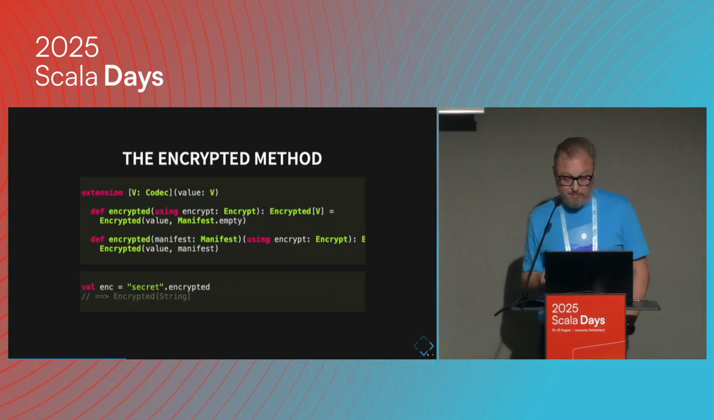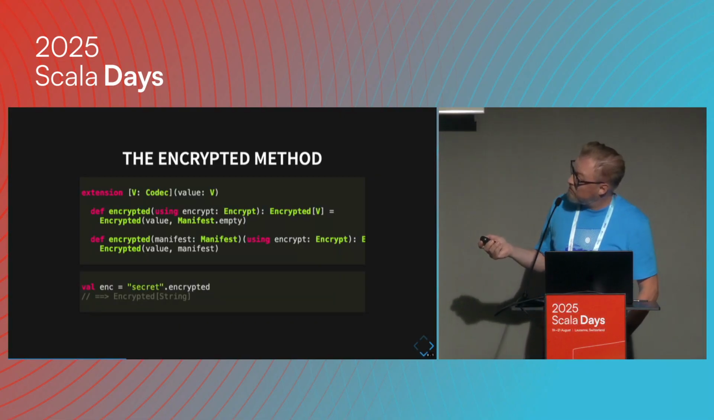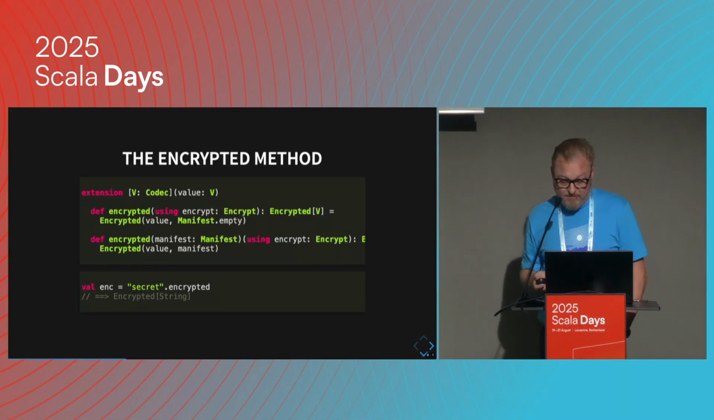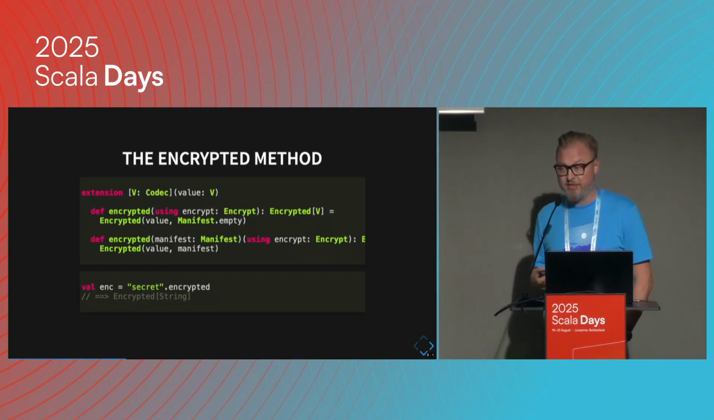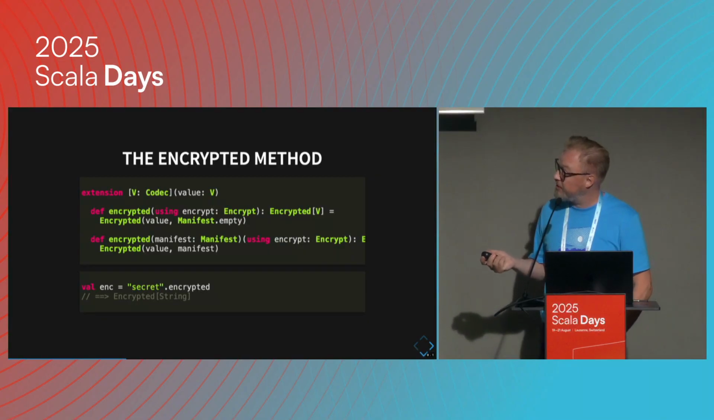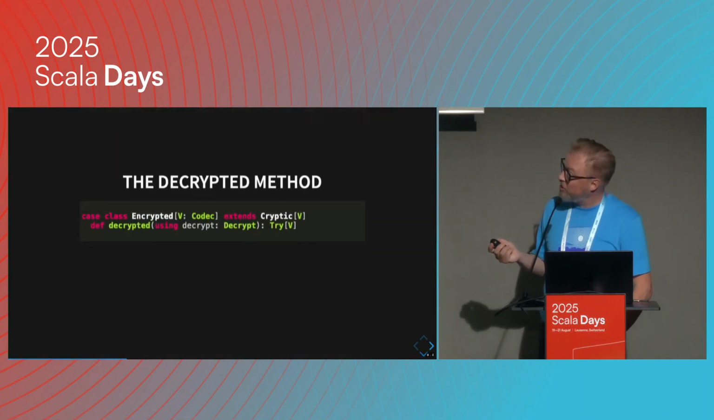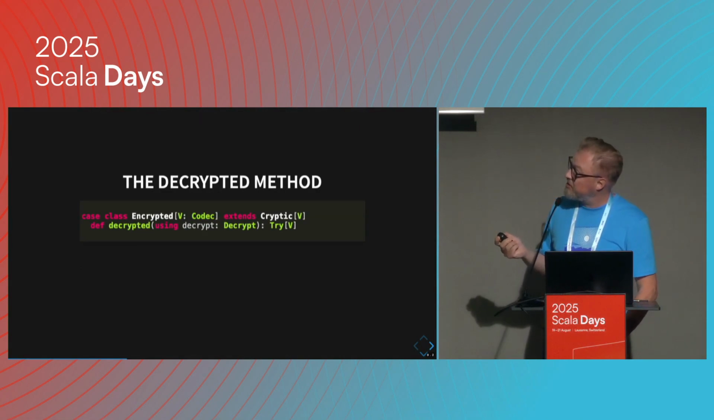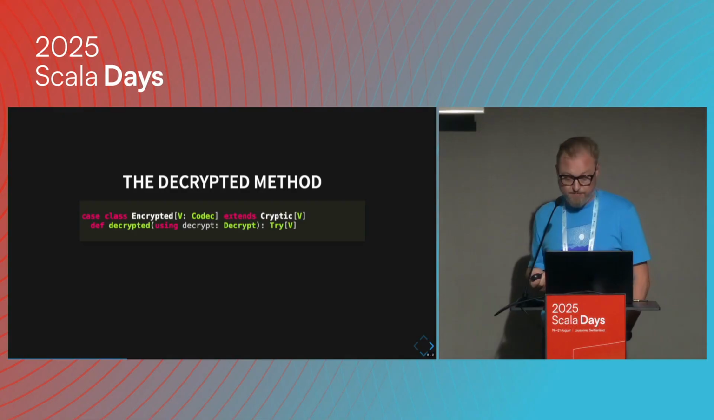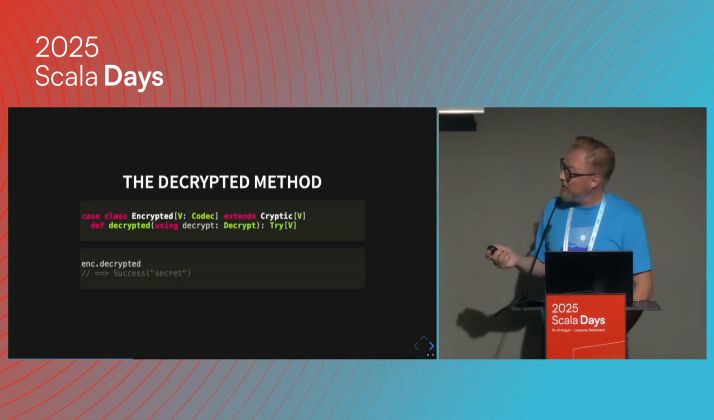The extension, so this is the call, how it looks then, as we've seen. The extension method provides a simple and convenient API for the end user. They only have to see this part, right? This is all imported. The decrypted method, that's on any encrypted value, always has a decrypted method that uses this decrypt thing here. And we'll see what that is. And you get back your try. And the use site is really simple. You just call decrypted, and you get a success in this case with secret.